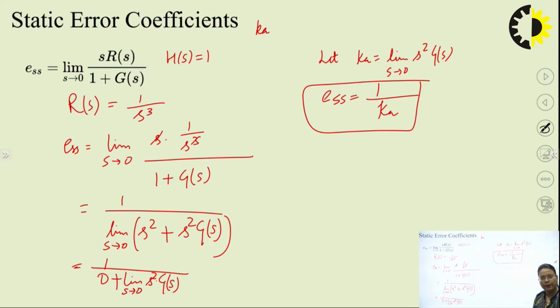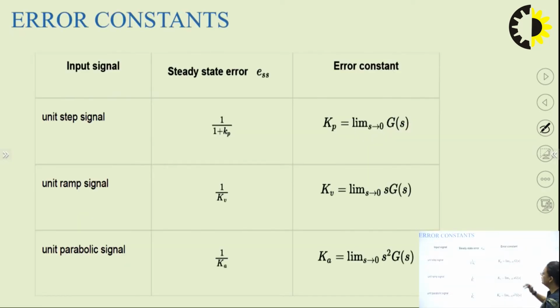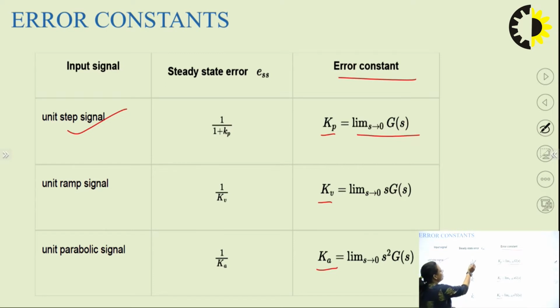If I am having a non-unity feedback system, then this gets multiplied with H(s) as well. So this will be the value of Ka in that case. So this is the summary. These are the error constants Kp, Kv and Ka. The value of Kp will be limit s tends to 0 of G(s), and it is applied only when the input signal to the system is a step signal. The corresponding steady state error will be 1 upon 1 plus Kp.